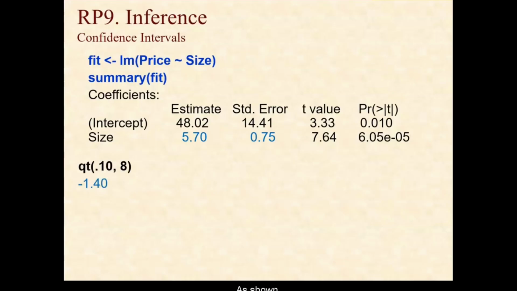As shown, we can use the qt function to obtain the value associated with alpha equals 0.20. Confidence intervals are two-tailed, so we want alpha over 2 equals 0.10 outside of each side of the confidence interval. The needed t-statistic is the t.10 value with 8 degrees of freedom. Our n here is 10. This equals minus 1.4.